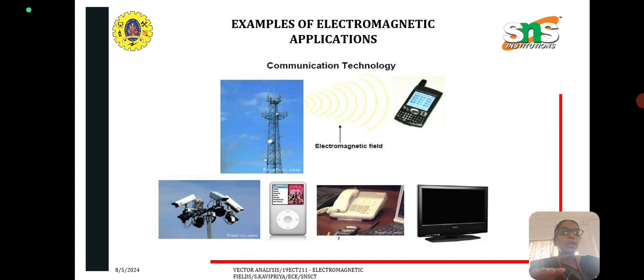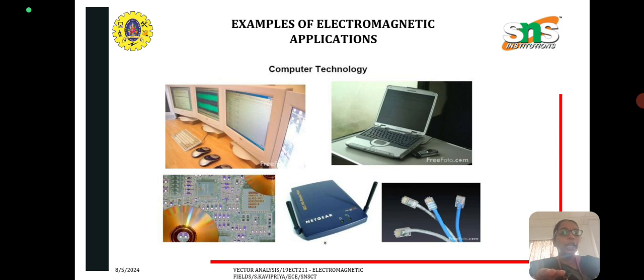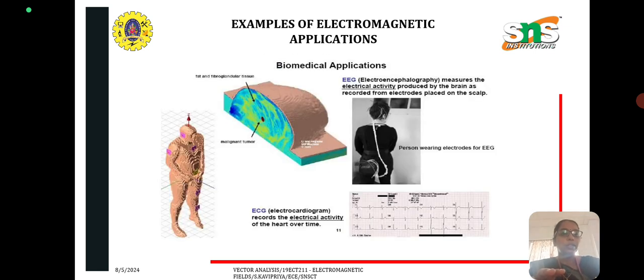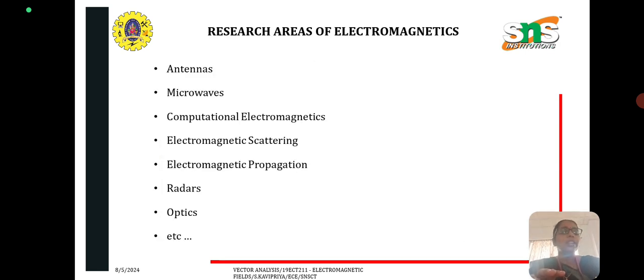Examples of electromagnetic fields applications are communication, computer technology, antenna technology, military defense applications, and also biomedical applications. The research areas of electromagnetics are antenna, microwave, computational electromagnetics, electromagnetic scattering, electromagnetic propagation, radar and optics.